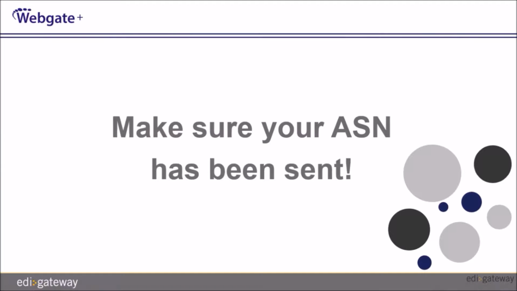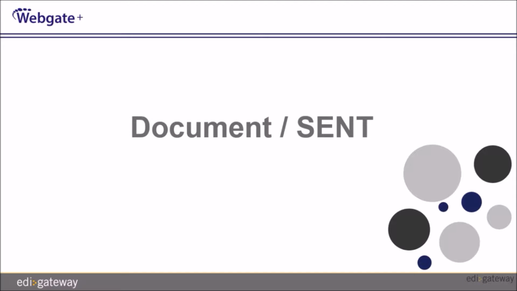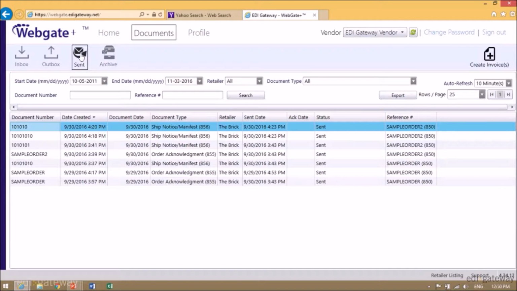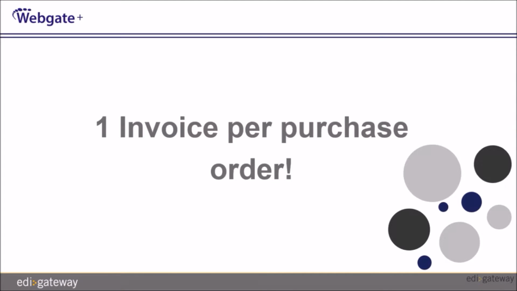Before you can make an invoice, please make sure that your ASN has been sent. First, go to Document and in your Sent box, Documents. Now that you have created and sent your advance ship notice, you will need to send invoices. If you had created one ASN for multiple purchase orders, the system will automatically create one invoice for each purchase order. But don't worry, we'll show you how right after we have created this invoice.